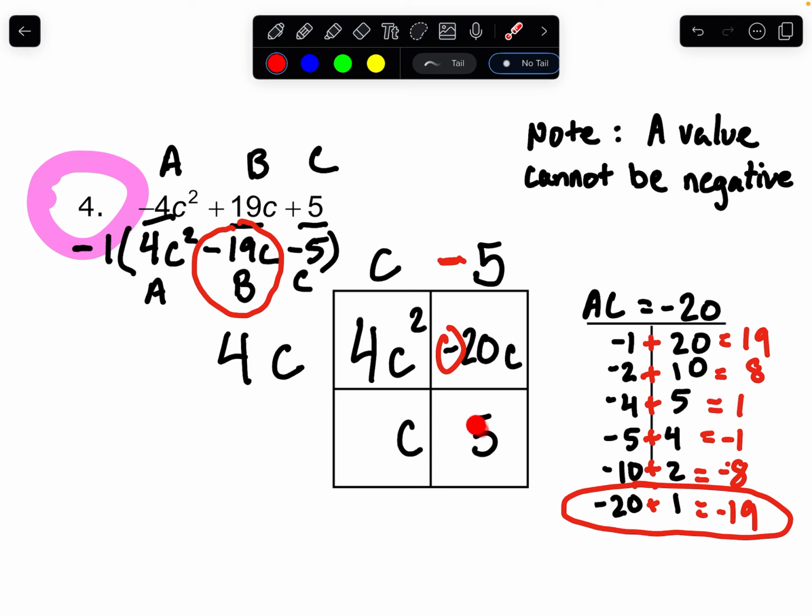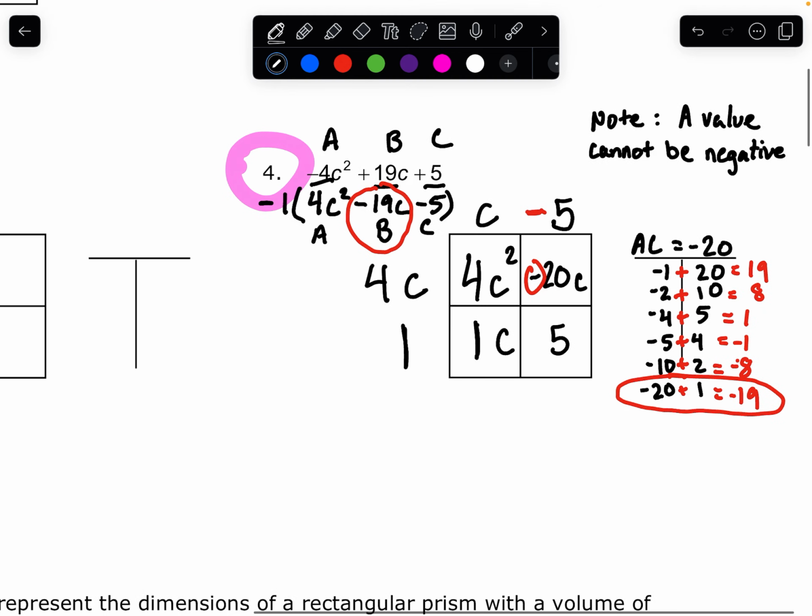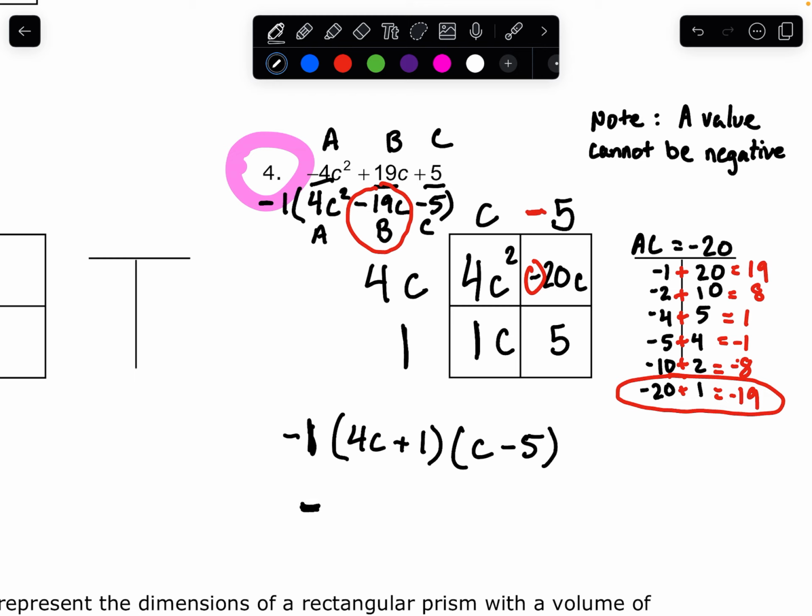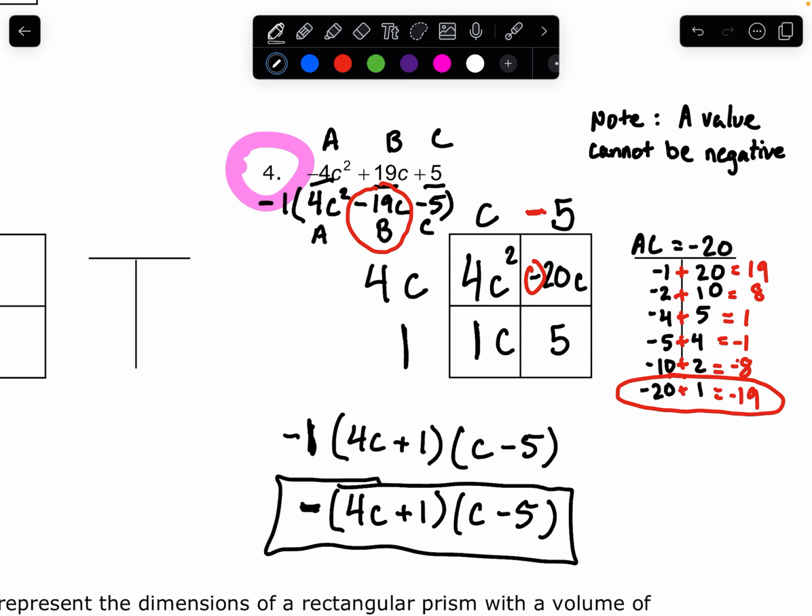And then I have c and 5, so I'm going to pull out a 1 here, because remember that's a 1c. When I get my answer right, it has to be negative 1 times 4c plus 1 times c minus 5. Generally you won't see that negative 1 there, but I write that just so you guys know it's there. You might just see a negative by itself, and so there's my answer.